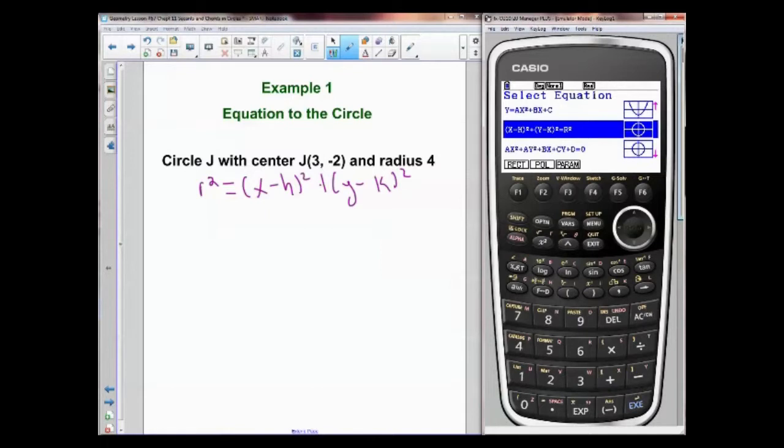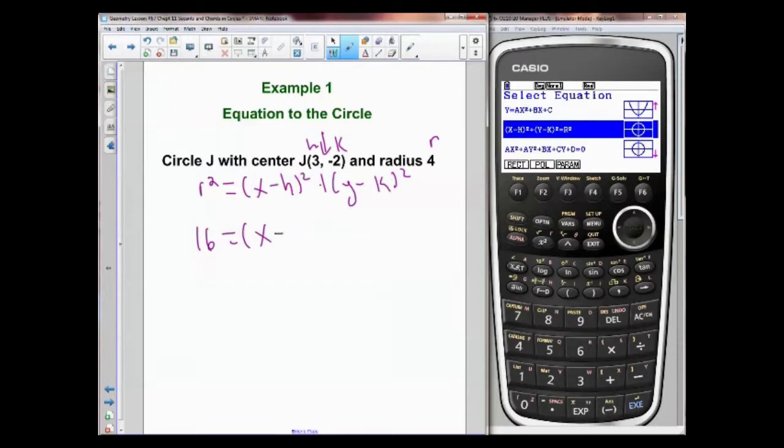h, k form. All right. So we're going to plug in our center, h and k. There's h and there's k, and here's our r. That's all we do. I put in 4 right here, so that's going to be 16 is equal to (x minus a positive 3), so that's (x minus 3) squared, plus (y minus a -2). A negative times a negative is a positive, so (y plus 2) squared. And we're done, ready to go on.